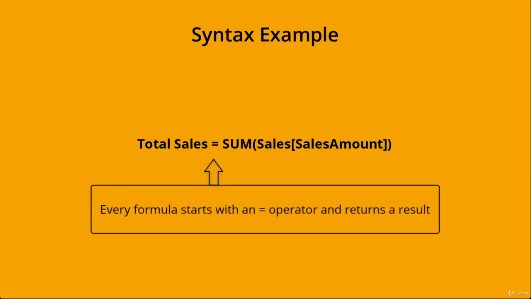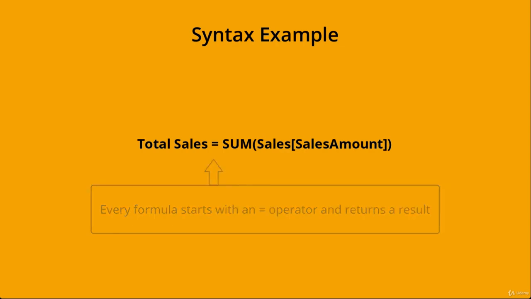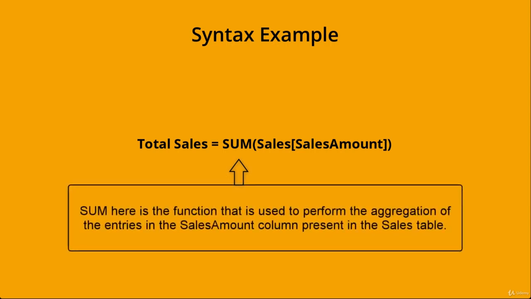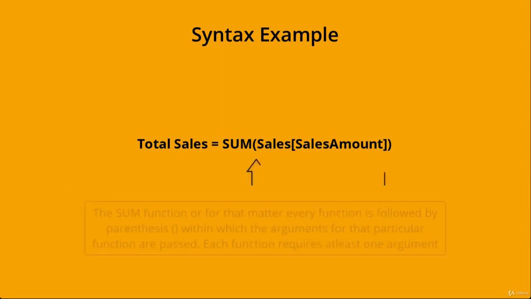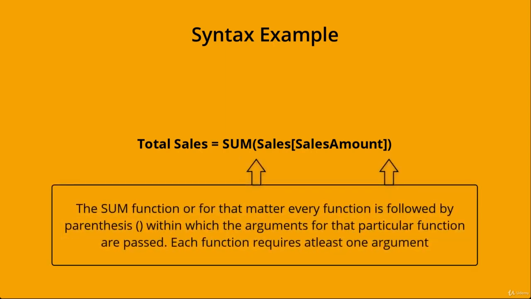Equal to. Every formula starts with an equal to operator and returns a result. Sum. Sum is the function that is used to perform the aggregation of the entries in the sales amount column present in the sales table. The sum function, or for that matter, every function, is followed by parentheses within which the arguments for that particular function are passed. Each function requires at least one argument.